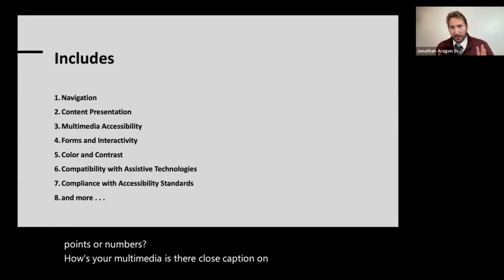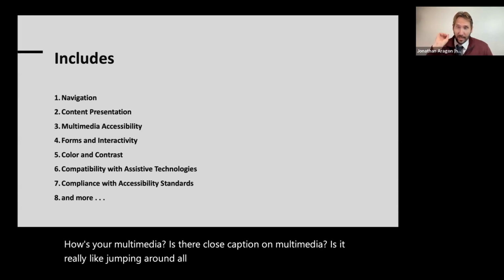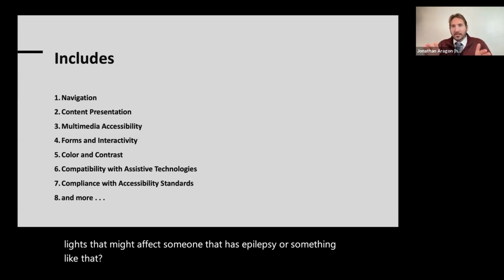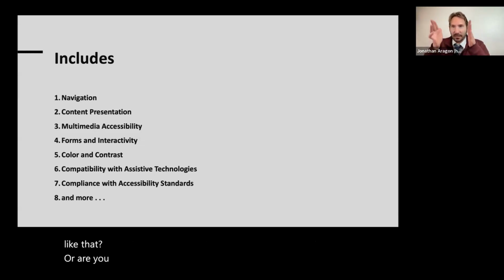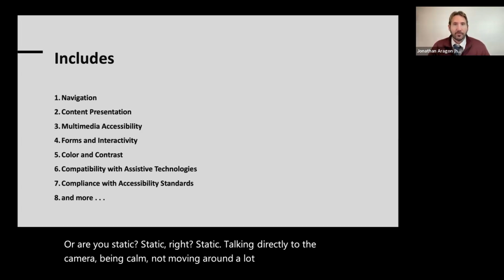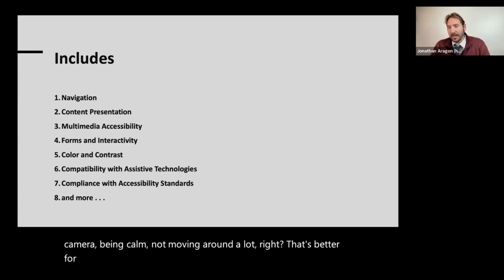Is it really jumping around all over the place? Are there flashing lights that might affect someone that has epilepsy or something like that? Or are you static, talking directly to the camera, being calm, not moving around a lot, right? That's better for everybody.